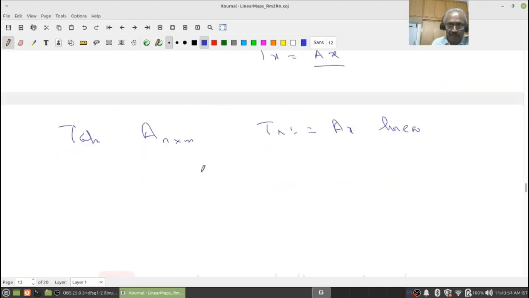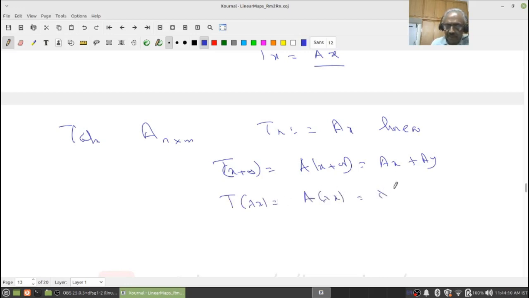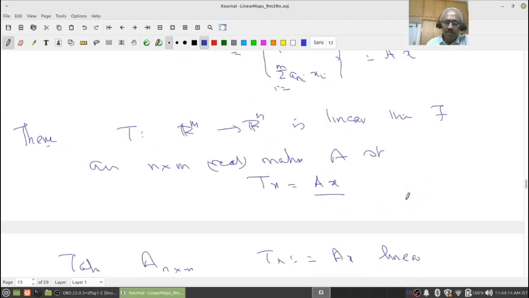Why? That is very easy, because that follows from matrix multiplication: A of (x plus y) is A x plus A y, and T of lambda x is A lambda x, which is lambda times A x, that is lambda T x, right? Therefore, if T from R^m to R^n is linear, it is given by T x equal to A times x, where A is an n cross m matrix.